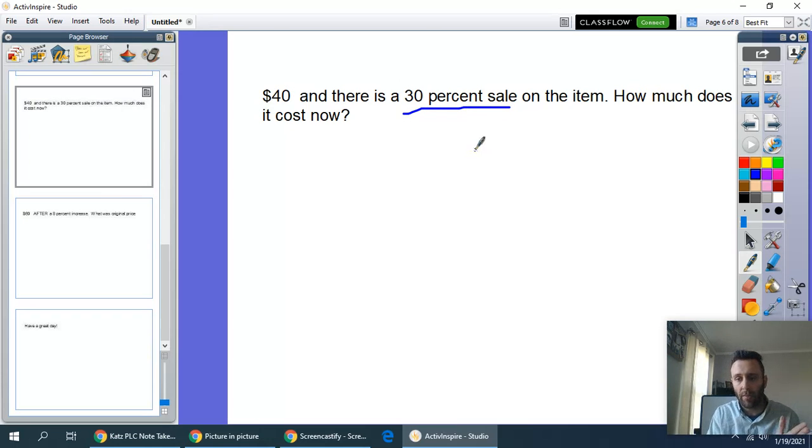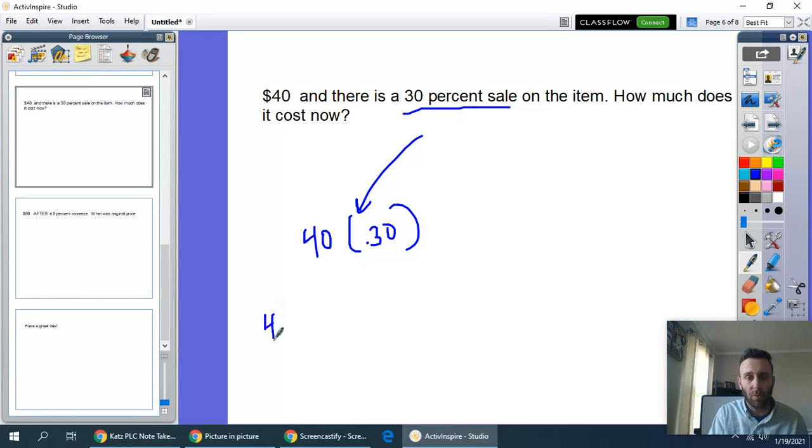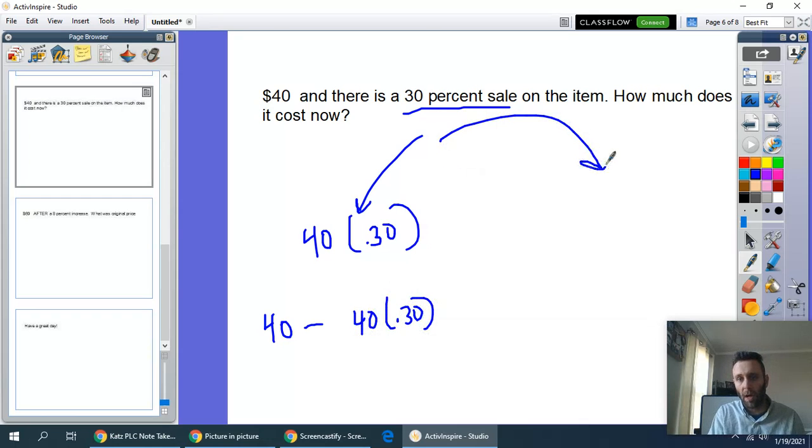We're pretty much going to do what we did before. So you have two different ways to do this. You can either do $40 times 30% and get what is 30%, and then make sure you subtract it. So 40 minus 40 times 0.30, that would get you an answer. Or I like to do it this way.